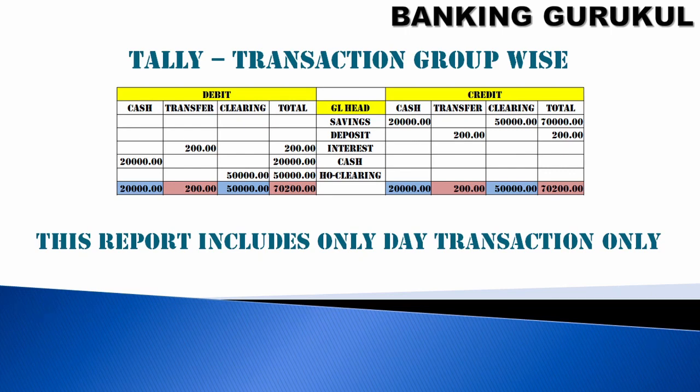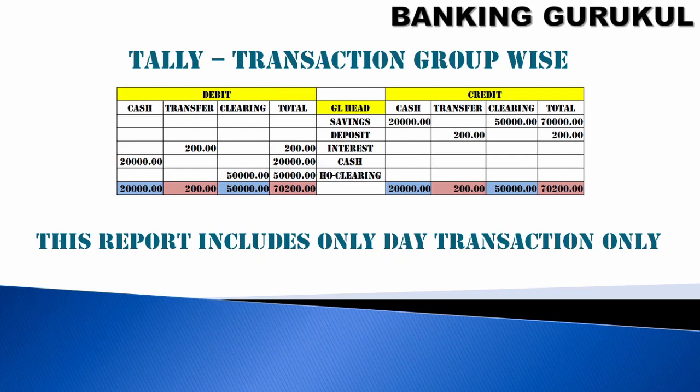So to tally one day's transactions, as we already discussed, every credit will have one debit. Now we have total debits and credits. In that we have different categories: cash, transfer, clearing, what is the total amount, and for the individual general ledger. If you see my screen, cash 20,000 debit is there and credit also 20,000. It is tallied. Transfer 200, 200. Clearing 50,000, 50,000. So debits and credits are tallied and cash, transfer, clearing are also tallied, and you can see the individual general ledger heads where debit and credit are there.